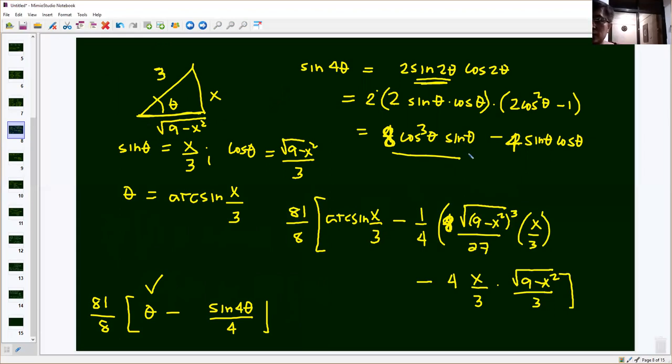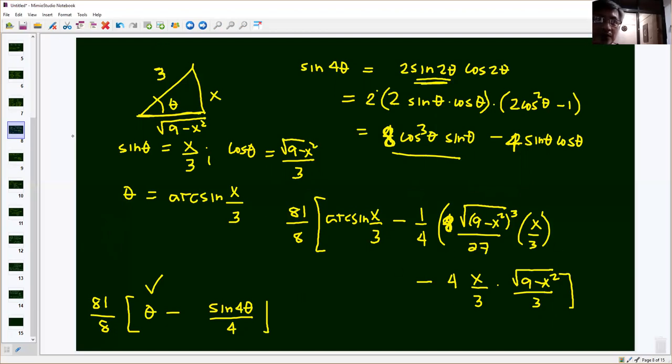8 cos cube. Saan siya? Itong part na to, no, guys? Tama ba itong part na to? May 81 over 8 dun sa labas, no? So, tama ba na ito lang? 1/4? Tama ba to? Hindi ko na nasundan, kasi may over 4. So, ito lang. Yan, ito lang.